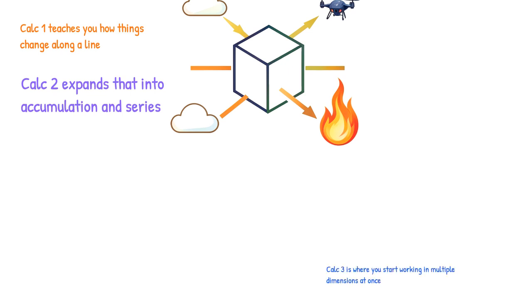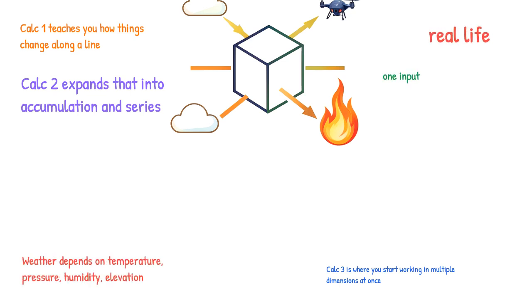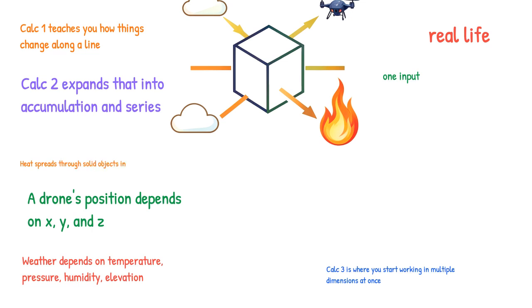That changes everything. Because in real life, most things do not vary with just one input. Weather depends on temperature, pressure, humidity, elevation. A drone's position depends on X, Y, and Z. Heat spreads through solid objects in all directions. Calc 3 is the math of that complexity.